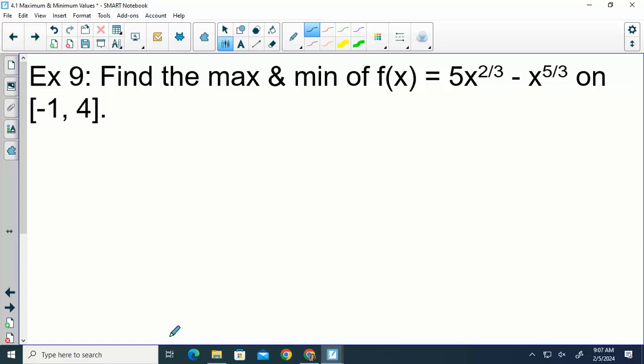So in order to find max and min, we have to do a derivative. Right, so we can just jump right into our derivative here. We don't have to do anything weird. Okay, so the exponent comes down. So that's going to be 5 times 2 over 3, which would be 10 over 3 x. If you subtract 1 from the power, it's like 2 over 3 minus 3 over 3, which would be negative 1/3.